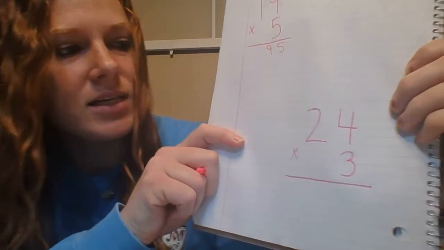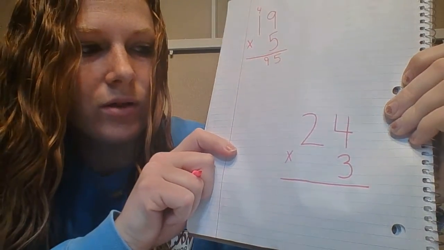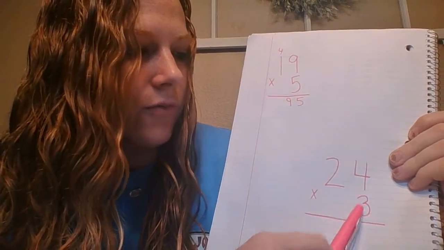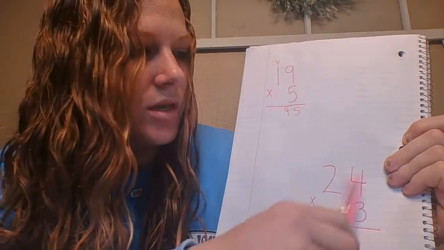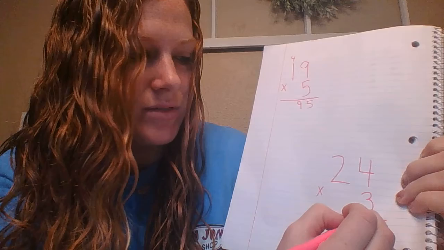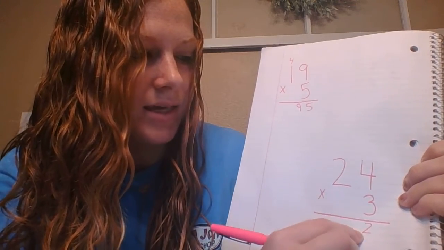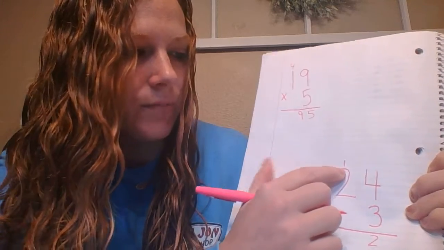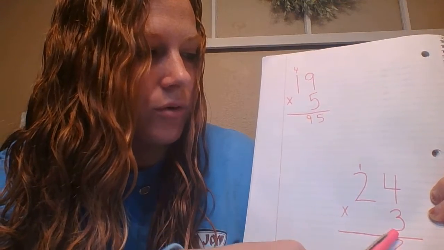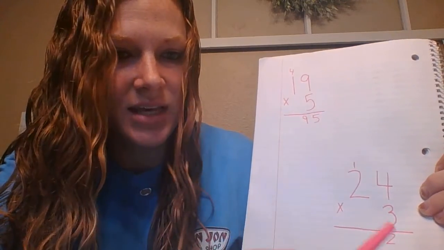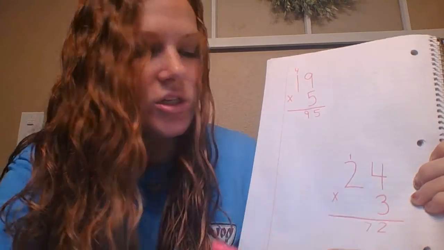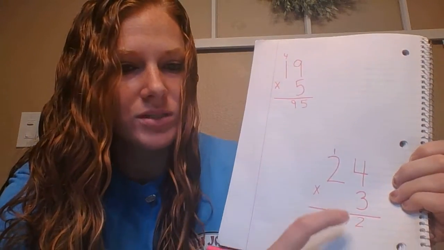Your next problem is going to be 24 times 3, or 24 por 3. The first two numbers that you're going to multiply together are 4 times 3, or 4 por 3. 4 times 3 is 12, or 12. You can't just write the 12 here. You have to write the 2, so escribe 2 aquí, and then you're going to write the 1 up here, so escribe 1 aquí. Next, you're going to do 3 times 2, or 3 por 2, which is 6. But then you have to add the 1, so más 1, which is 7. So your final answer is 72, or 72.